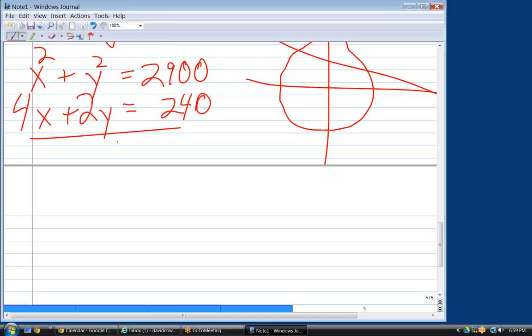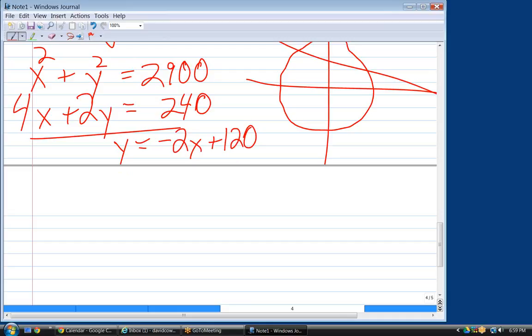So let's do that. Y is equal to minus 2x plus 120, correct? From the second equation. So now I'm going to go in and substitute that wherever I see y in the first equation.